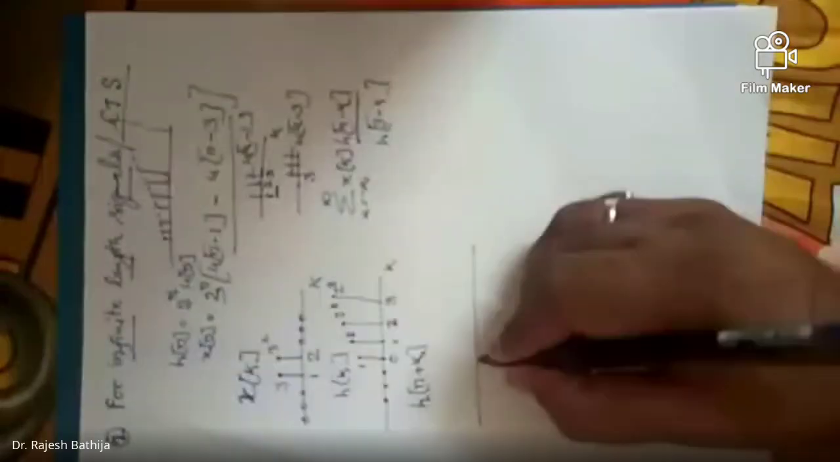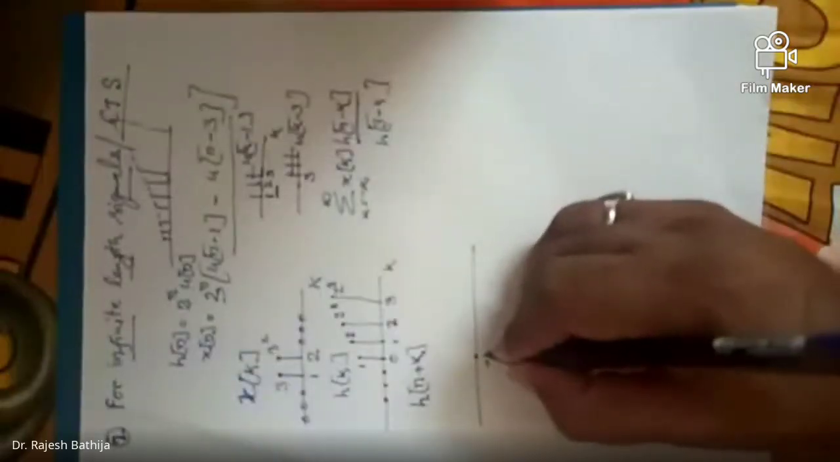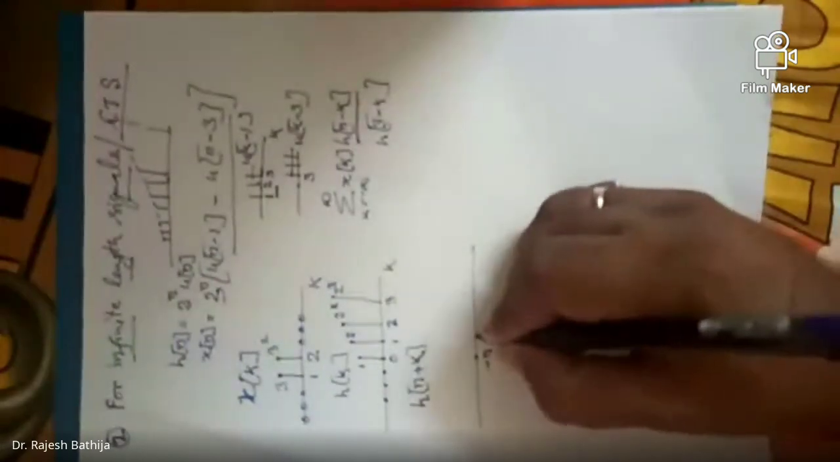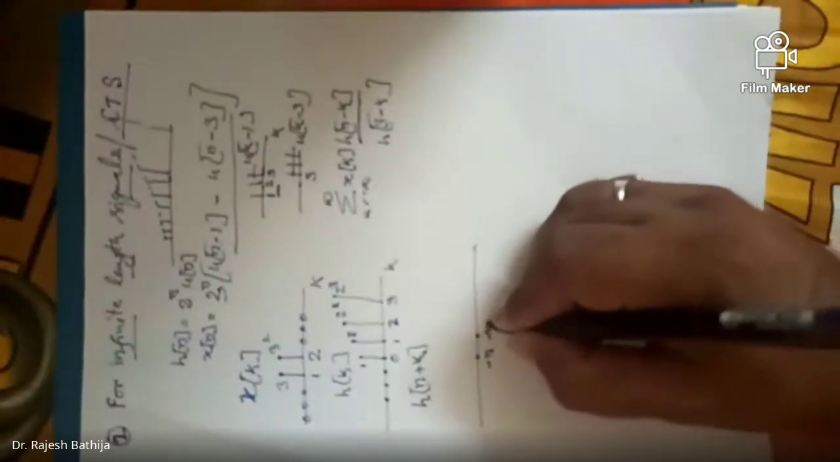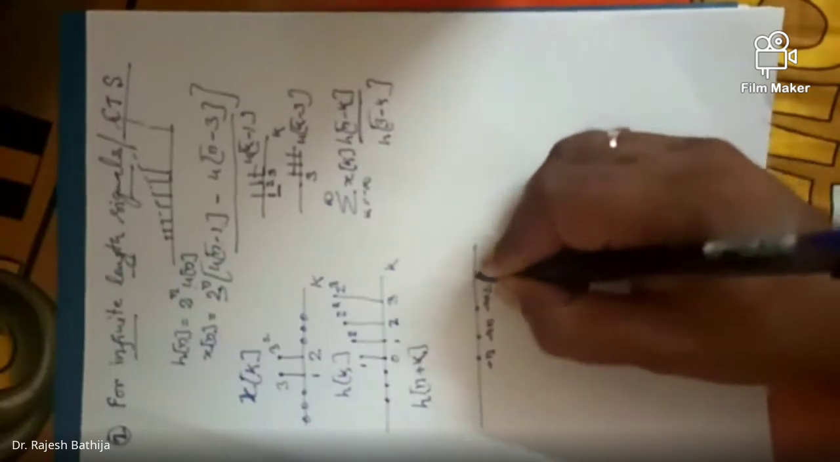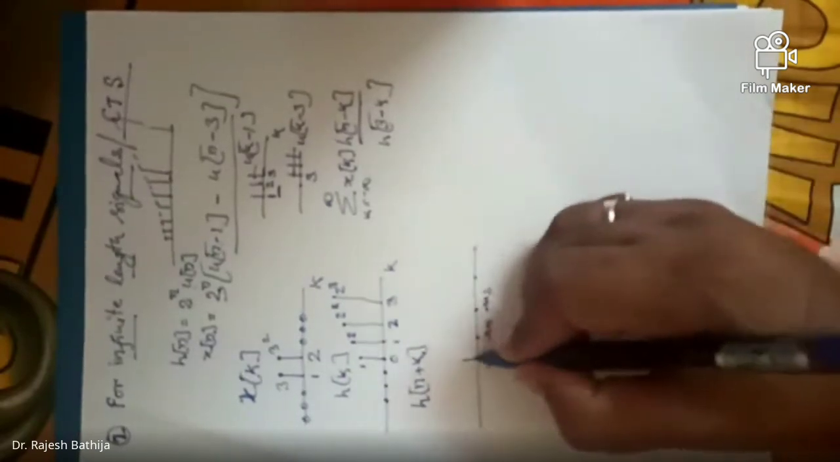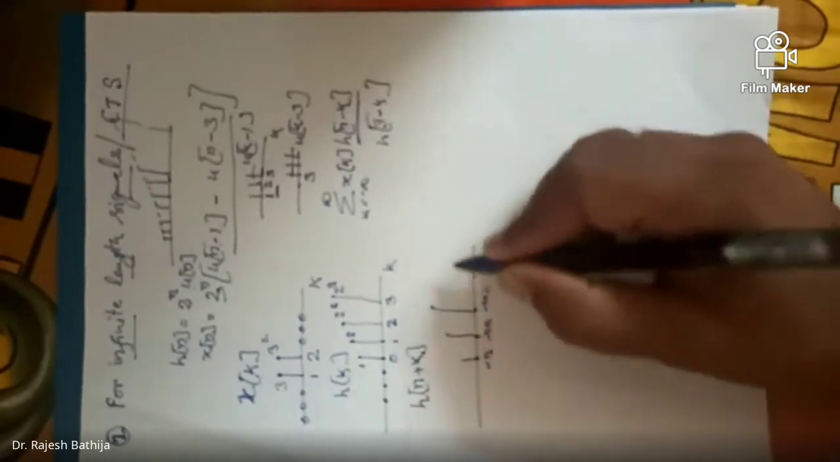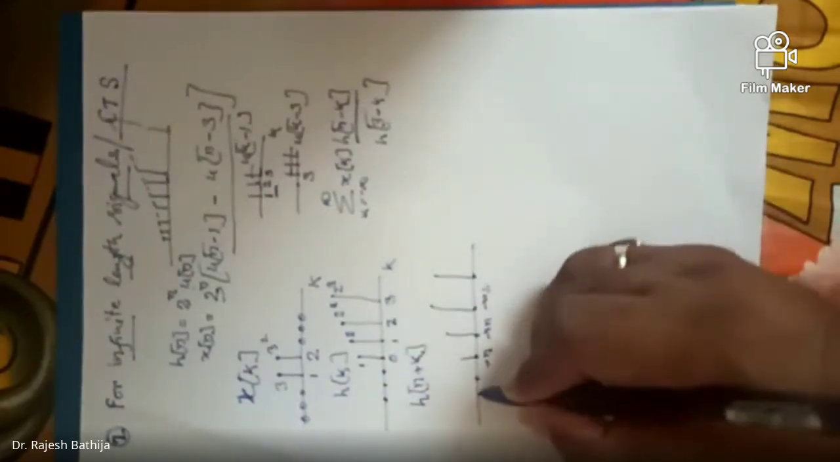Argument, I am adding k with n. So in the real axis, I subtract the values. So in place of 0, it will be minus n. In place of 1, it will be minus n plus 1. In place of 2, it will be minus n plus 2 and so on. Right? So it will be having a value like this. Values will remain same.